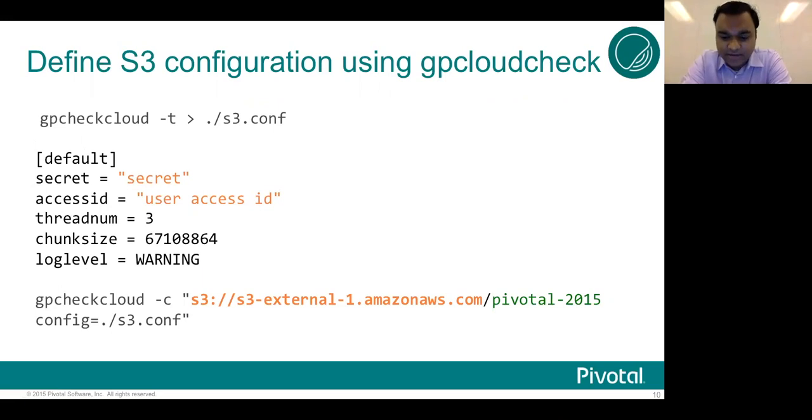If you want to quickly check if your cluster is available to query S3, you run the command again, GP Cloud Check, and provide the bucket that you want and the conf file that you have. It'll return saying that the test was successful. With this, you can enable your data center-based Greenplum clusters to talk to S3. Your cluster doesn't have to run on Amazon if you need to leverage S3 external tables.